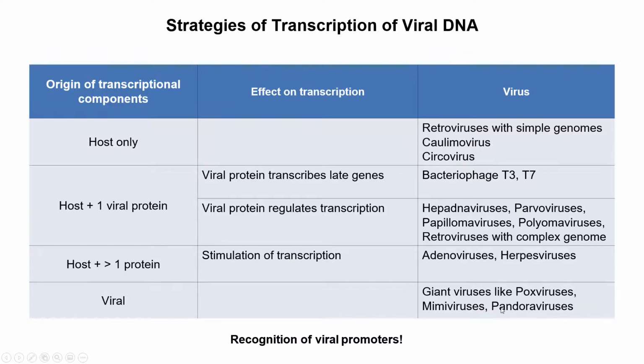Whereas, again, for the poxviruses and giant viruses, all of the transcription factors are viral and they have their own DNA-dependent RNA polymerases. And what is the advantage of that? They can do the whole transcription in the cytoplasm. It doesn't even need to go into the nucleus. So that's the advantage of these.